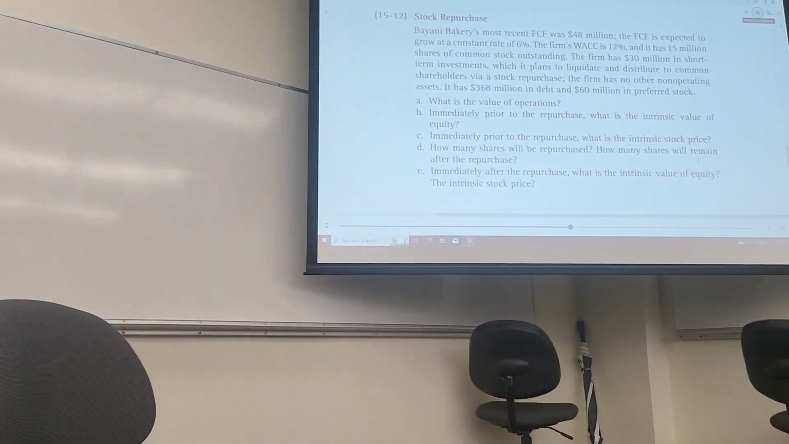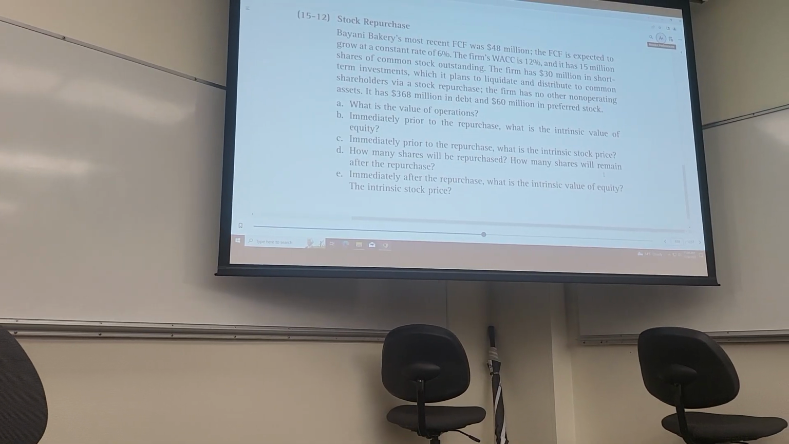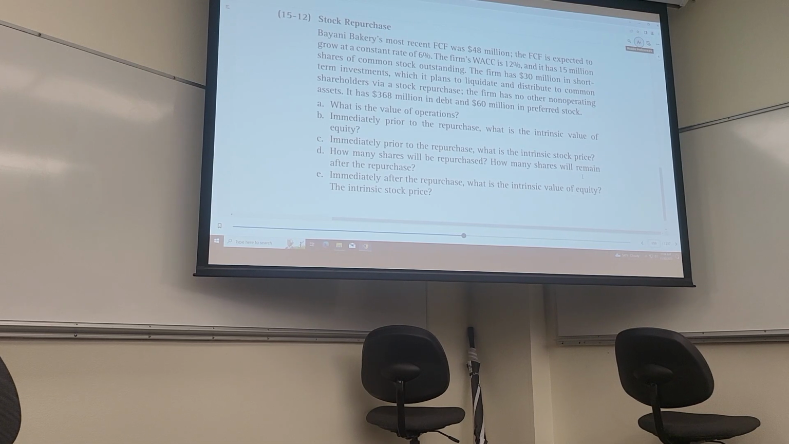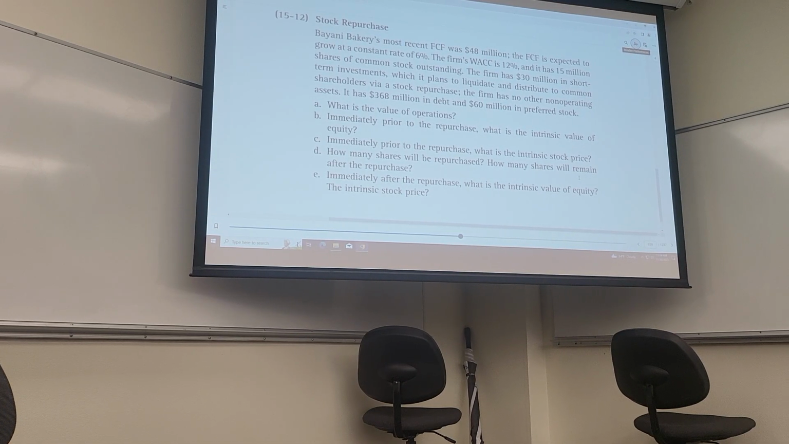Okay, so let's put that up here real quick. We need the value of operations, and that is going to be our expected free cash flow over our WACC minus our growth rate. We're going to add to that any non-operating assets. Remember all the assets that were investments, things like that, instead of operating assets? So add all those in. That'll give us the value of the firm.